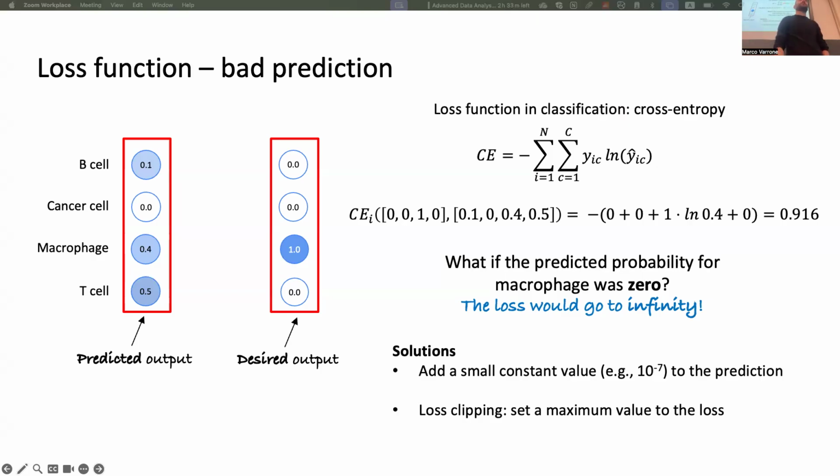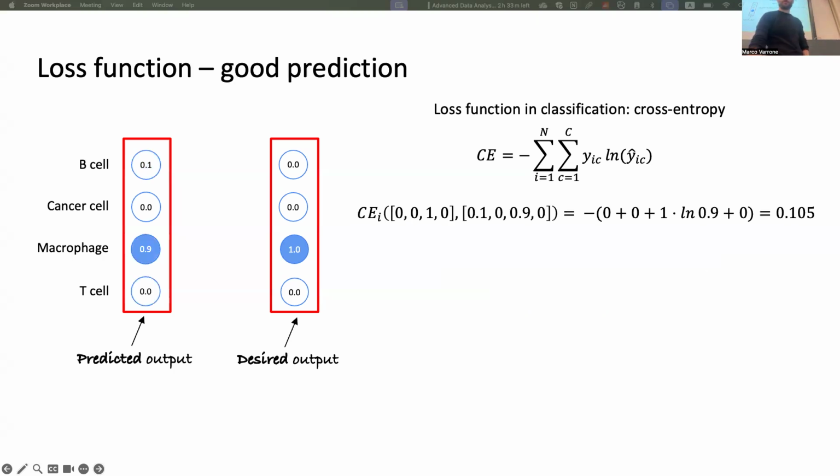So what is the issue if we get it, would we just know that? It wouldn't be possible to understand how much to change the weights, because basically there is no point of reference for the algorithm to update the weights. This is an example for a good prediction. So in this case, we have 0.9 for macrophage, 0.1 for B cell. And in this case, we see that the loss is lower.